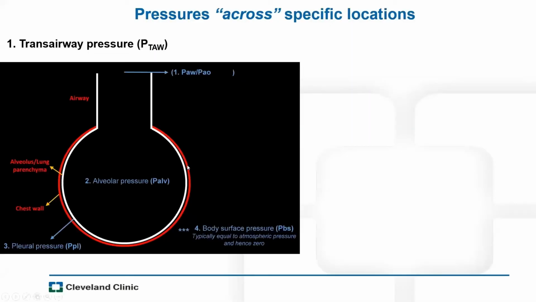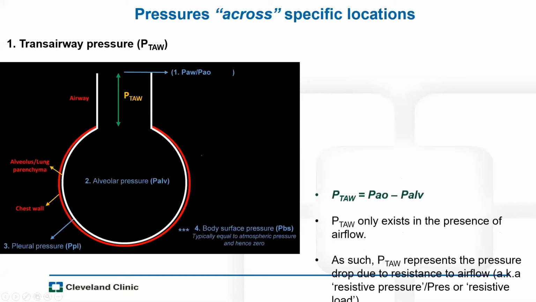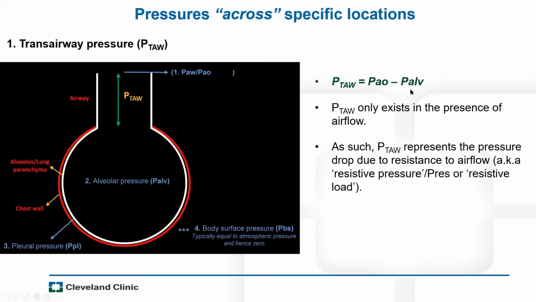First is trans-airway pressure. So that is right here, airway pressure minus alveolar pressure. Now, what's the significance of this? I already mentioned that this pressure will exist only in the presence of airflow, because essentially what this is representing is the resistive pressure drop across the airways. I already mentioned that airways represent the resistive component of our model. And if there is no airflow, there will be no friction, there will be no resistive pressure. So this pressure difference would be 0.